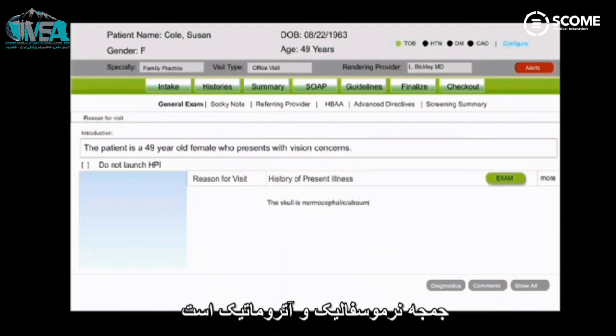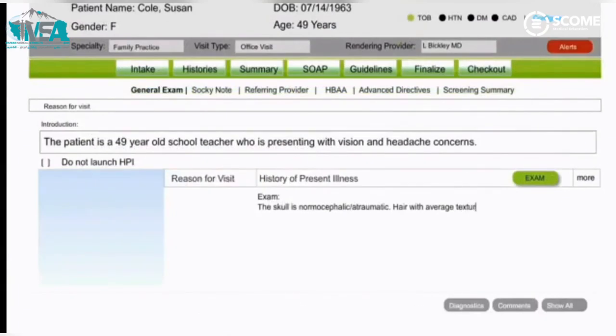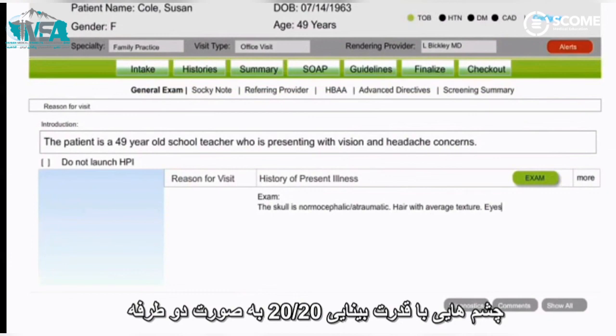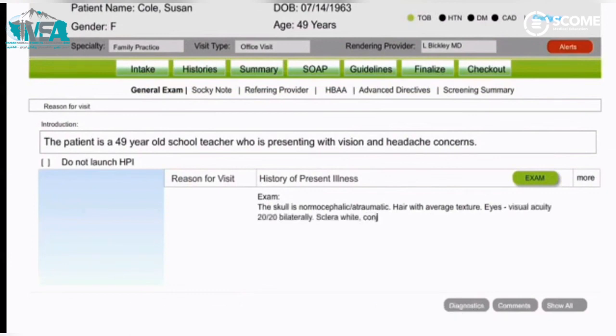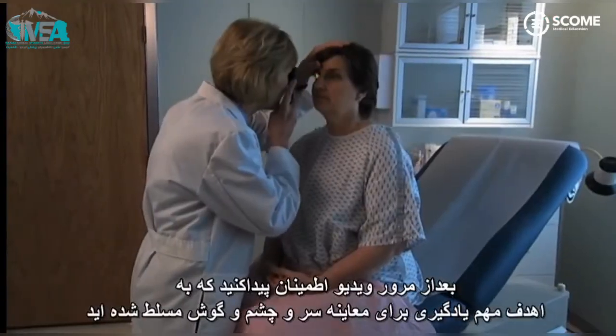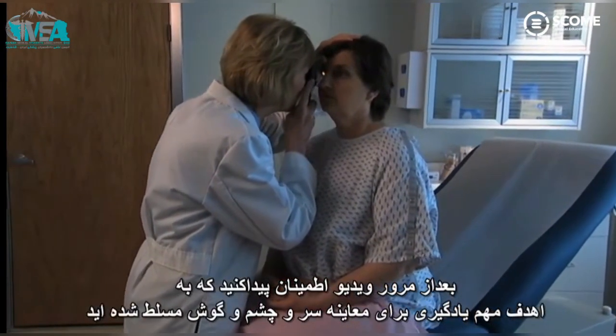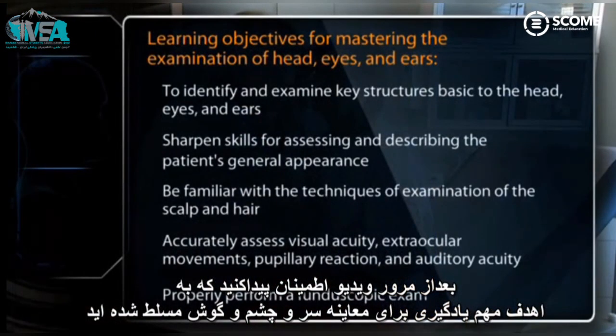The skull is normocephalic and atraumatic. Hair has average texture. Eyes with visual acuity 20/20 bilaterally. Sclera white, conjunctiva pink. After practice and further review of this video, make sure you have mastered the important learning objectives for examining the patient's head, eyes, and ears.